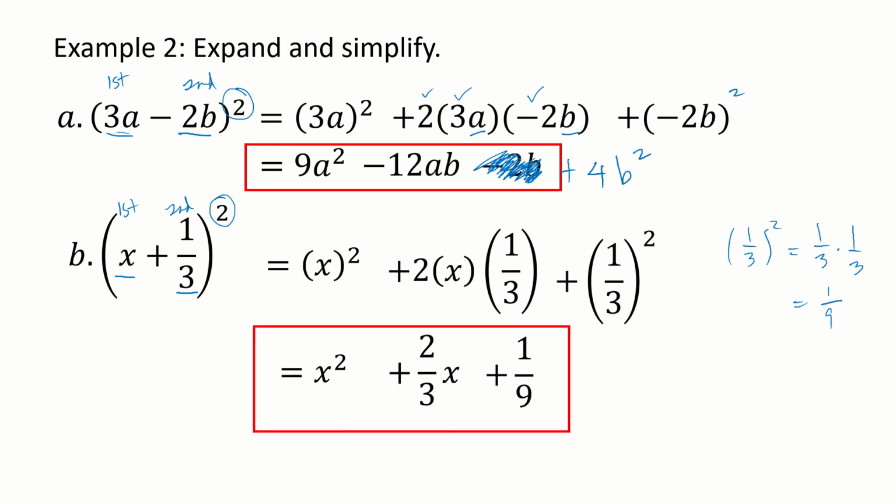So as you can see, instead of doing the long process of multiplying, in this kind of situation, we can easily get them in a short period of time. That's the use of special product. And for now, it's a square of a binomial.